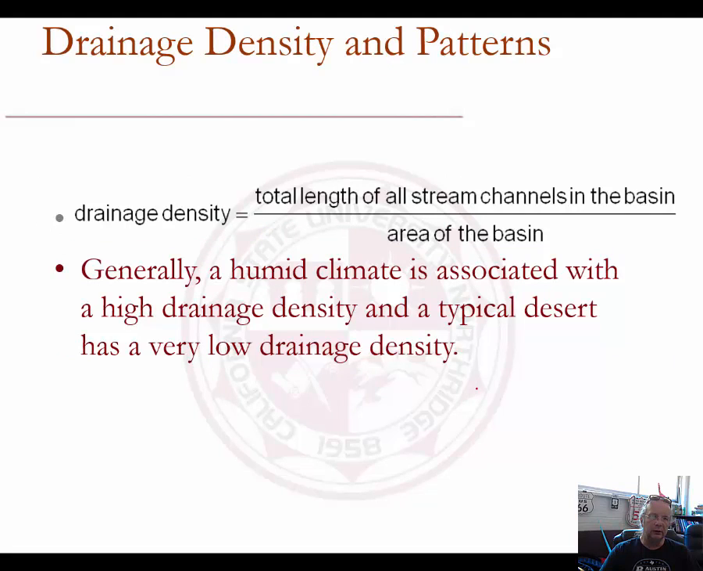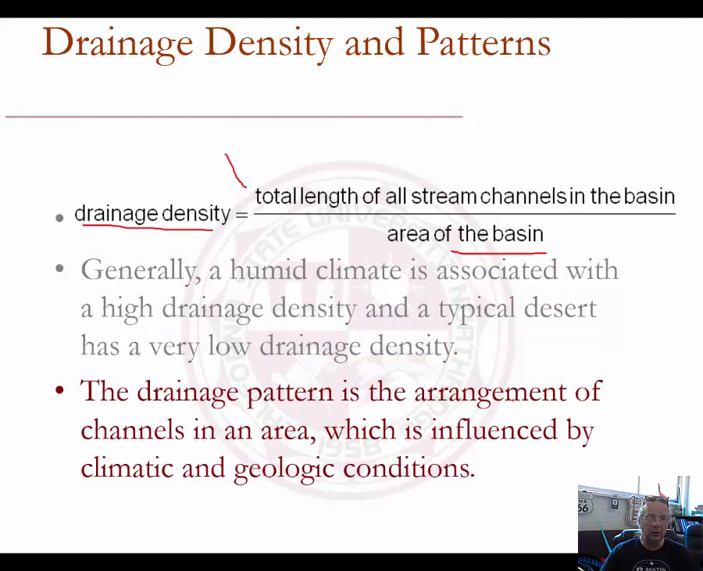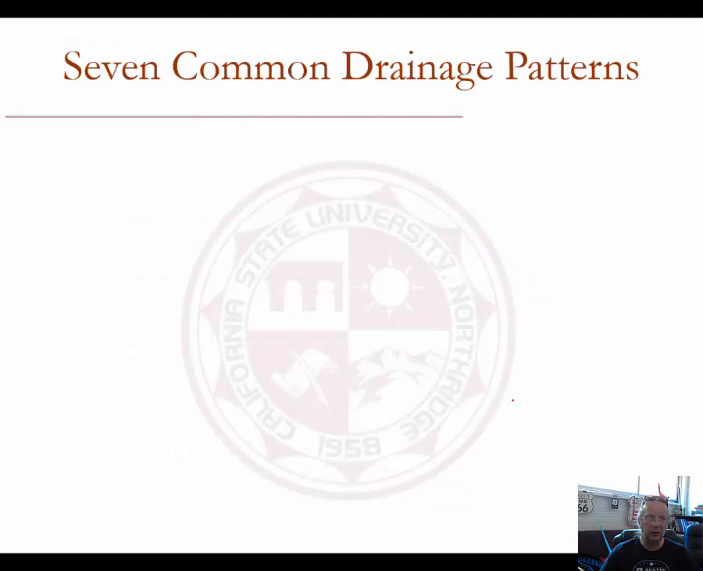In those areas, there is a low level of drainage density in those desert areas. But in a humid area where there's lots of rain and not a great deal of evaporation, you have a great drainage density because there's a lot of streams versus the area of the drainage basin itself. And then you should know a little bit about that, but also about the drainage patterns. So we'll take a look at some of these drainage patterns.